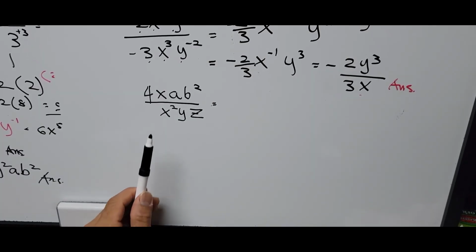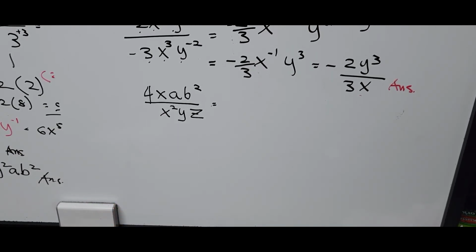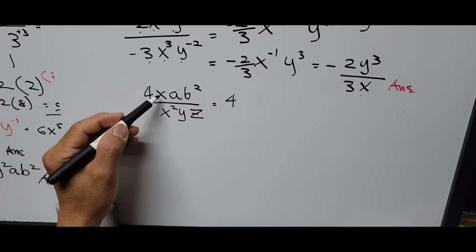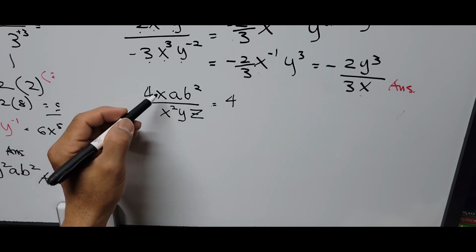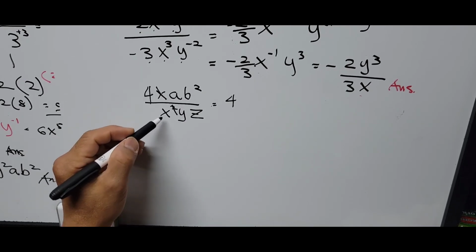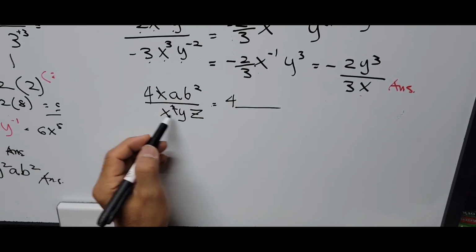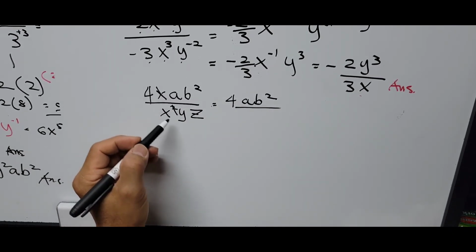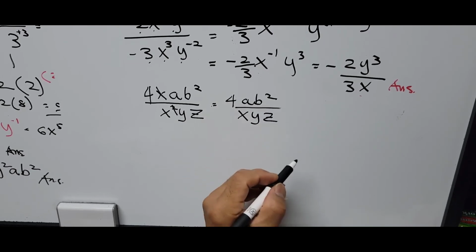So we have another example on the board: 4xab squared divided by x squared yz. Simplifying this, we have the coefficient of 4, and since we subtract the exponent of x, x to the 1 minus 2, so the x to the 1 will remain as denominator. For a and b, there's no a and b in the denominator, so just copy that right there: a b squared. And on the bottom, what you have left is x, y, and z. So that's the answer.